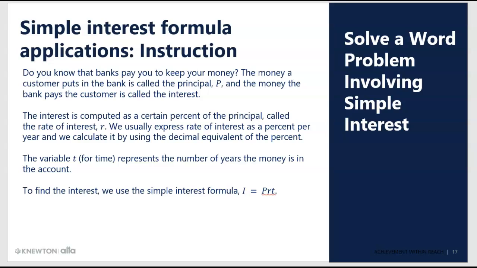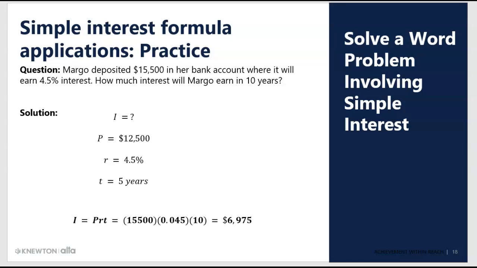And now we're not talking about things like the stock market. We're talking about certificates of deposit, savings accounts, sometimes a checking account. But we use that same formula if it's simple interest. Okay. So Margot deposited $15,500 in her bank account and will earn 4.5% interest. How much money will she earn in 10 years?